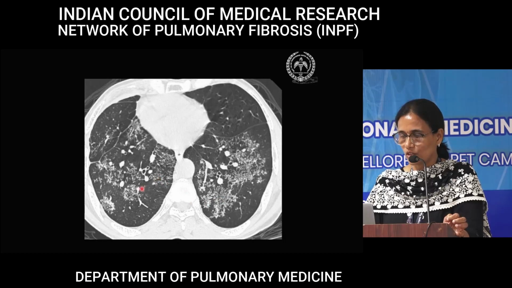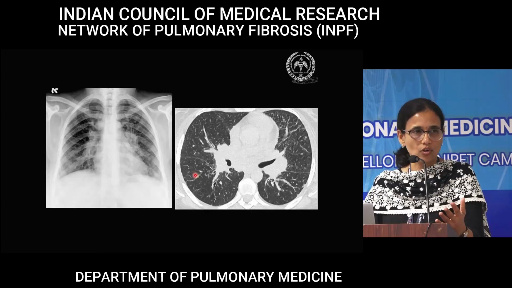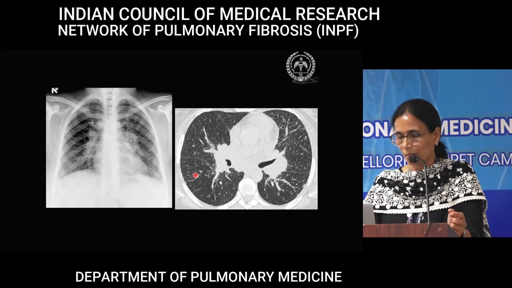What about this? I did not show you an example, now only I am showing. Basically there are multiple nodules, they are forming clusters. So this is a TB or sarcoid. Any of these can give this sarcoid cluster or TB cluster, okay?